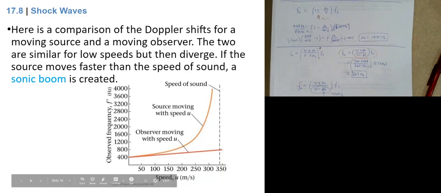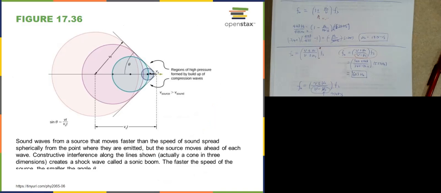So it goes up like that. On the other hand, when the observer is moving with a speed of, say, u, even if it's close to the speed of sound, it doesn't get the same effect as when the source is moving. When this happens, a sonic boom will be created. So basically, the source is approaching very close to the speed of sound.